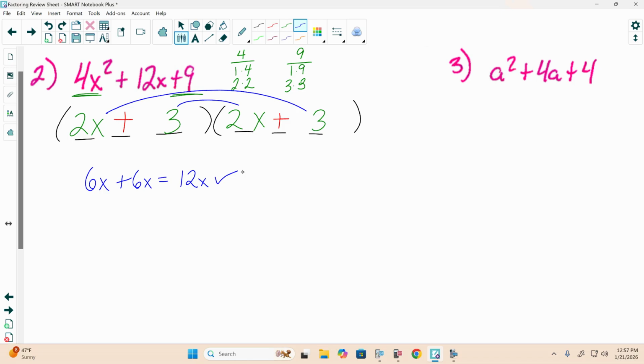Now we can indeed write it as 2x plus 3 squared. But 2x plus 3 squared, or 2x plus 3 times 2x plus 3, these are the same answer. We don't need both, we just need at least one of them. Questions on number 2?